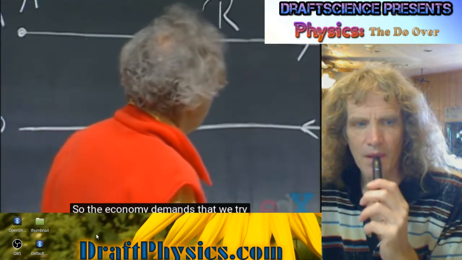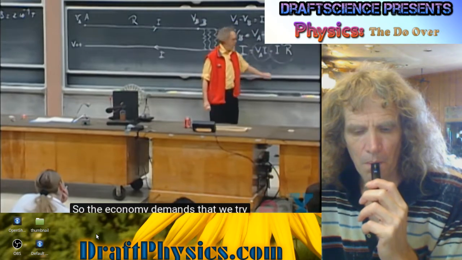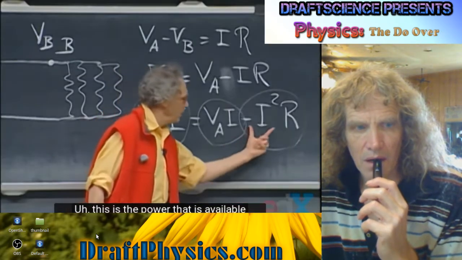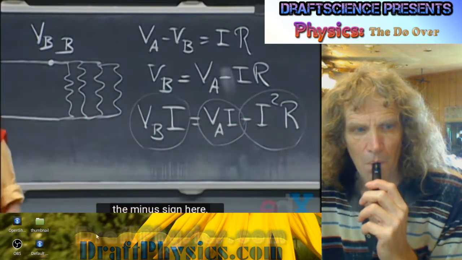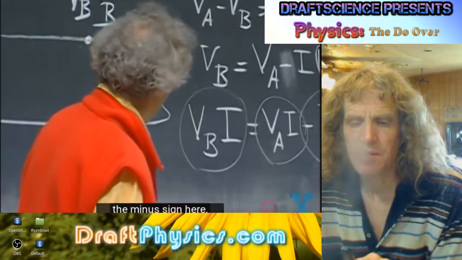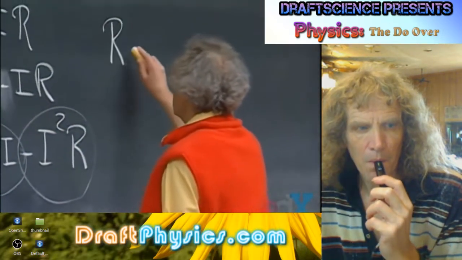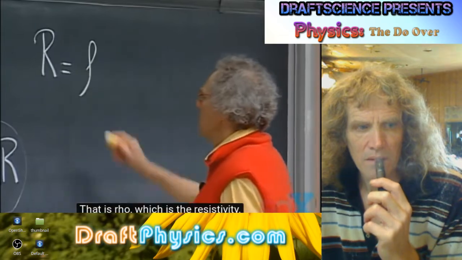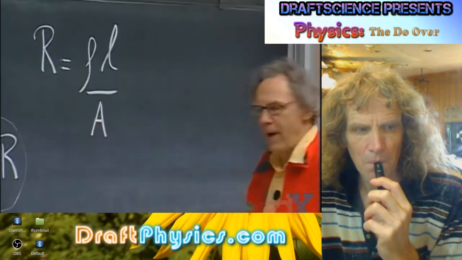So the economy demands that we try to make this as small as possible. So this is the power that is available, but you get a loss of power in terms of heat, the minus sign here. So you get less in Boston. And so how can you make this I squared R low? Well, what is the resistance of a wire? That is rho, which is the resistivity, times the length of the wire, divided by the cross-section of the wire.